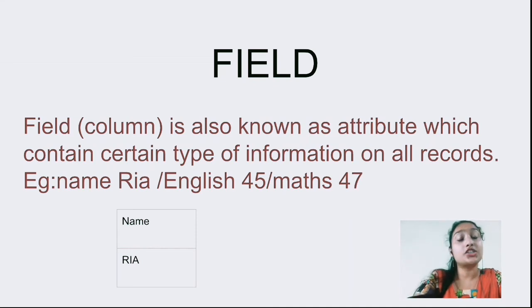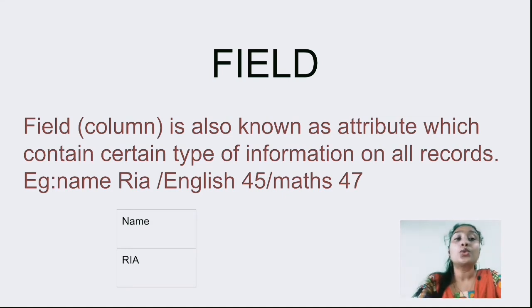A field is also known as a column. It is also known as an attribute, which contains a certain type of information on all records. Example: either it will focus on only one column, that is name with Ria, or it will focus on English with marks 45, or maths with marks 47. So these are the things to create tables.